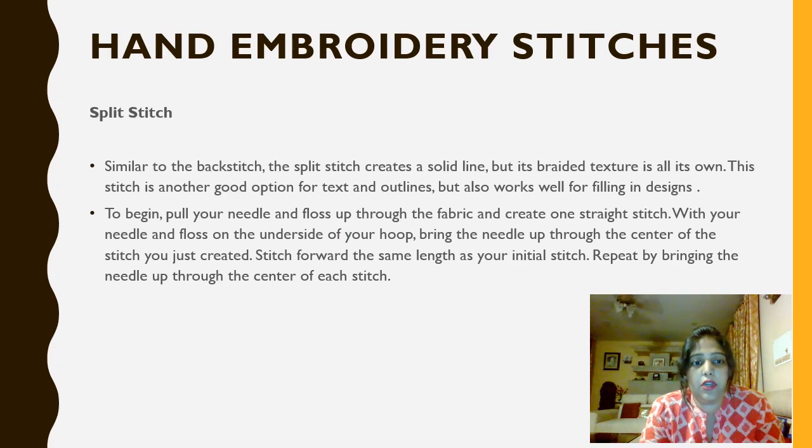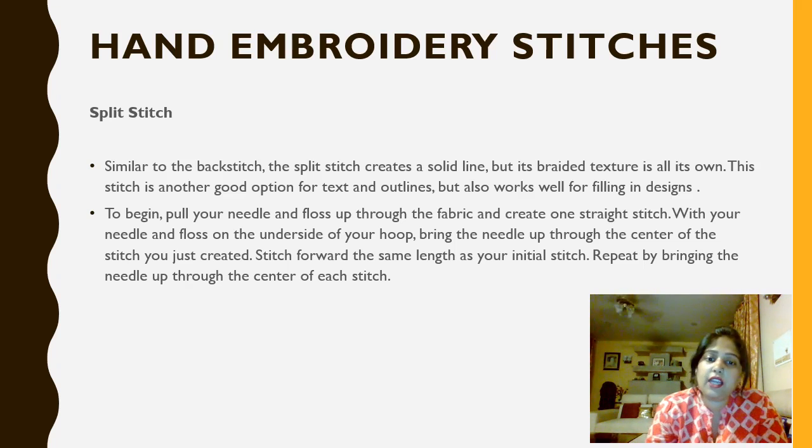Split stitch. Similar to the back stitch, the split stitch creates a solid line, but its braided texture is all its own. The stitch is another good option for text outlines, but also works well for filling in designs. To begin, pull your needle and floss up through the fabric and create one straight stitch. With your needle and floss on the other side of your hoop, bring the needle up through the center of the stitch you just created.